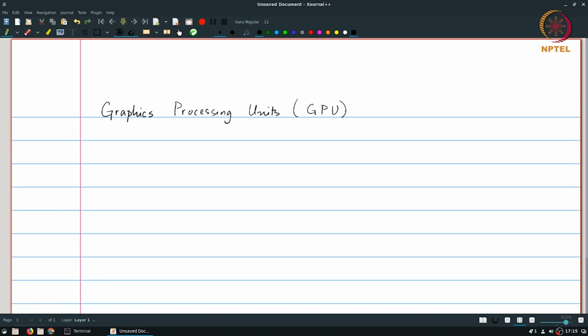So, what are these GPUs? What is the motivation for using something of this sort? And a very brief overview of one particular example of how a GPU kind of structure could be used in order to efficiently implement a problem like matrix multiplication is what we will be covering in this.